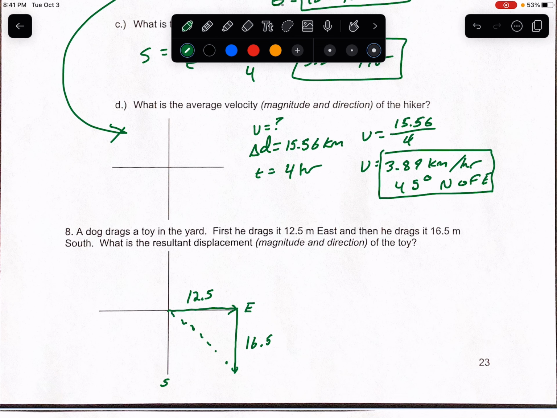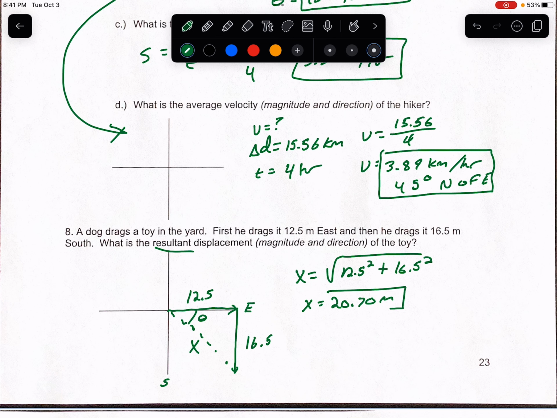So it says, what is the resultant displacement? That just means hypotenuse. So we're going to find the magnitude and the direction. We're going to do more practice there. So we're going to find our hypotenuse. So x is going to be the square root of a squared plus b squared. So 12.5 squared plus 16.5 squared. And you're going to get a resultant displacement of 20.70 meters. So there is your magnitude.